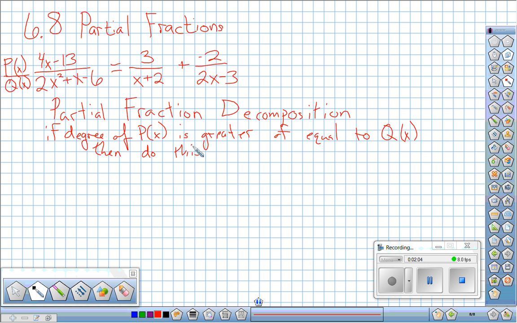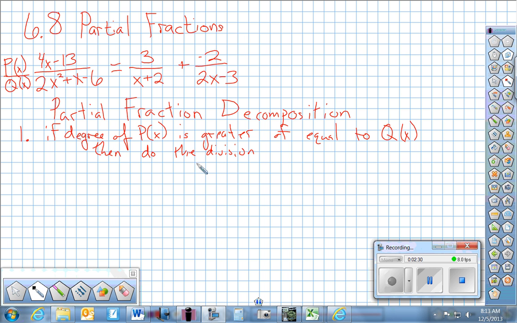Oh, I can't write. The division. That means you could do longhand division. You could do synthetic division if you were able to, but most of the time that means doing longhand division. So that's our first step that we're going to take every time, and we're just checking the degree on that first step.